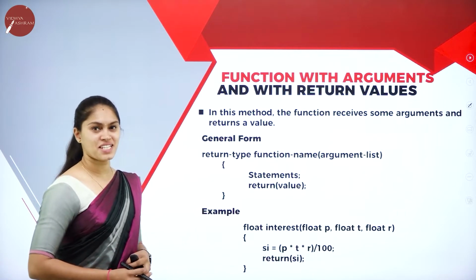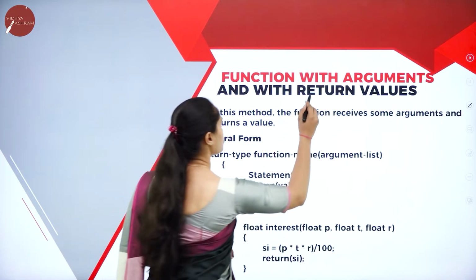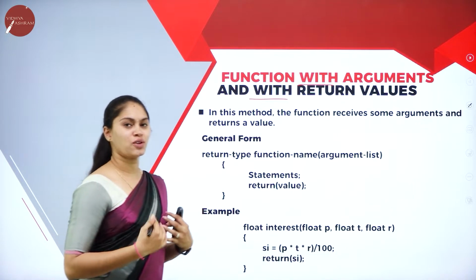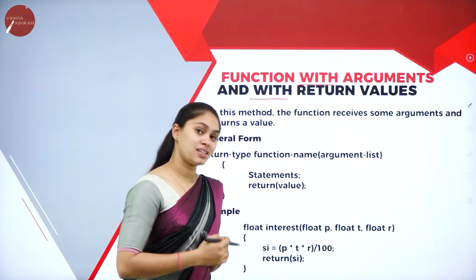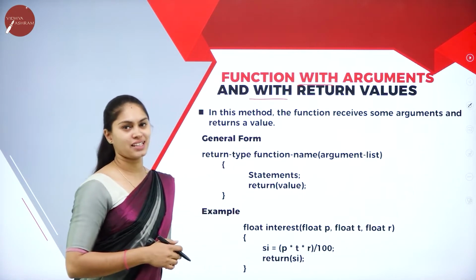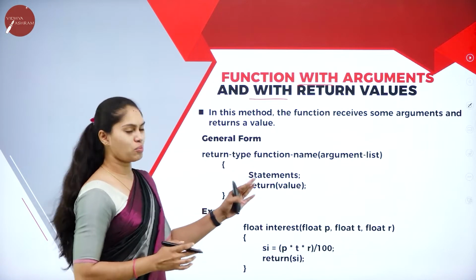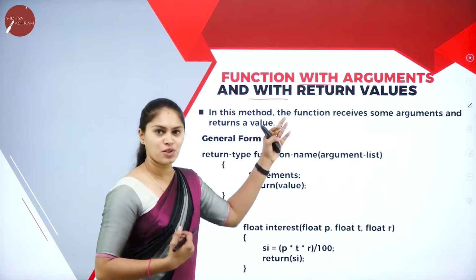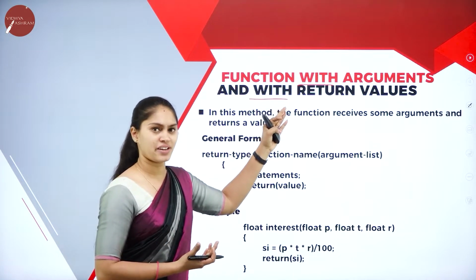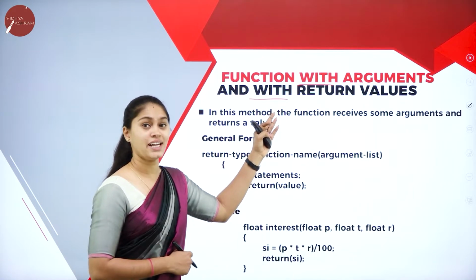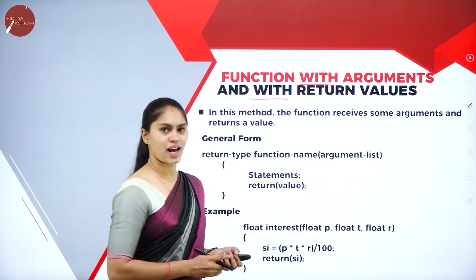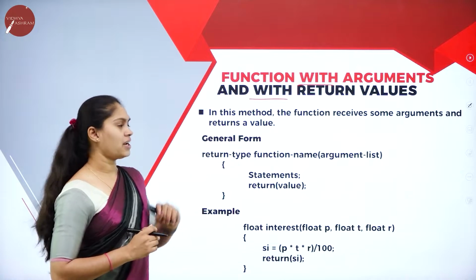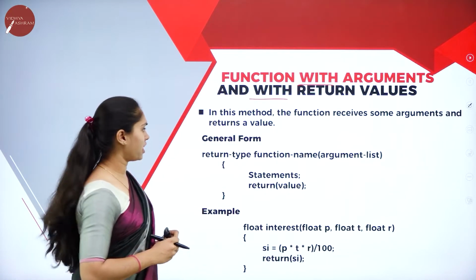So we'll see the last type of user-defined function, that is function with arguments and with return values. So you are going to share your snacks with your friend. In return, your friend is also sharing their snacks with you. That is, it has both arguments as well as return values. Can I use void as the return type specifier here? Obviously not. Why? Because it will return some value back to the function. That is the reason we are not supposed to use it when we have this type of user-defined function.